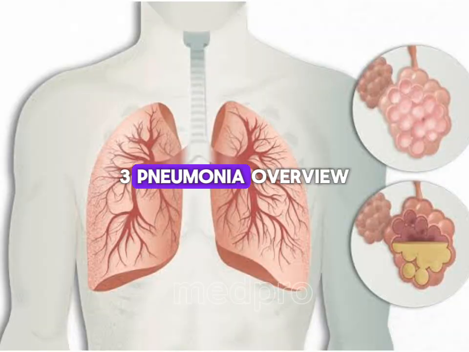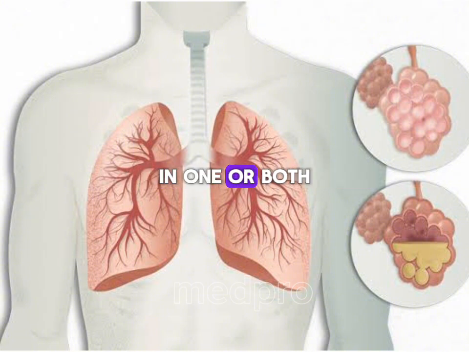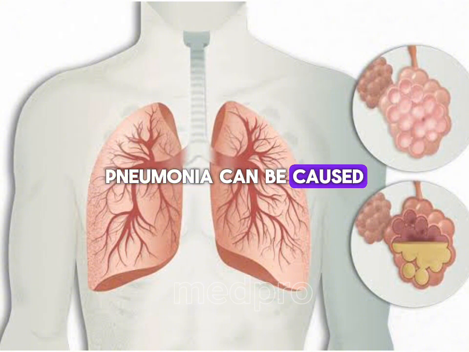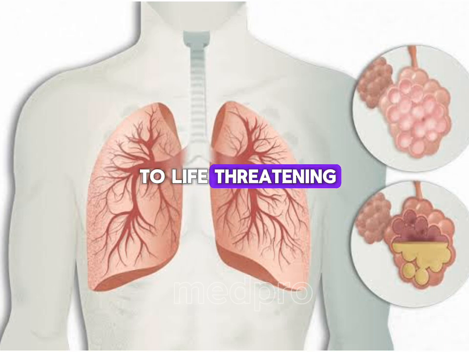3. Pneumonia. Overview. Pneumonia is an infection that inflames the air sacs in one or both lungs. The air sacs may fill with fluid or pus, leading to symptoms such as cough, fever, chills, and difficulty breathing. Causes. Pneumonia can be caused by bacteria, viruses, or fungi. It can range from mild to life-threatening.